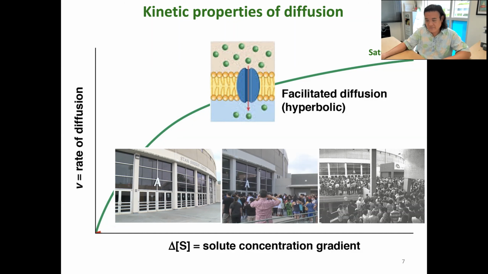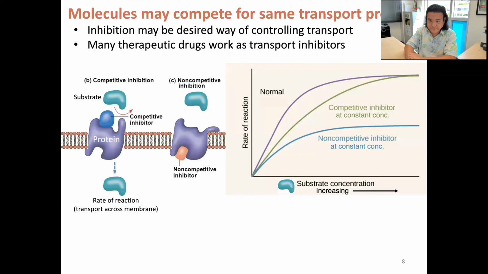And you end up getting a buildup of solute on the outside, or fans on the outside, just waiting to get in. And the overall kinetics would actually plateau once you've maximized how quickly people can pass through these gates. That would be a leveling off of the maximum rate at which people can get in. So that would be an example of facilitated diffusion of things moving into a cell.